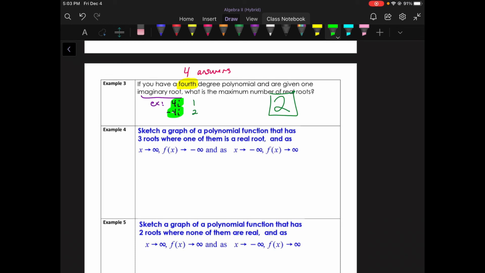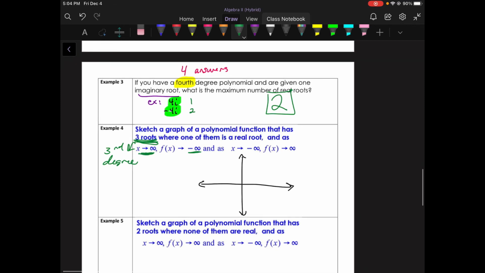So sketch a graph of a polynomial function that has 3 roots. One of them is real. So when you're sketching a graph, this comes back to that end behavior that we kind of talked about in the last unit. So our sketch, so 3 roots. So 3 answers, that means it's third degree, which means we have 2 turns, 1 less than that. And then it tells you the end behavior. So what this is saying is, as you go to the right, your function's going down.